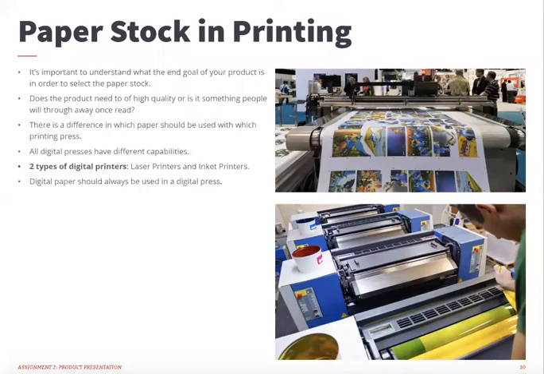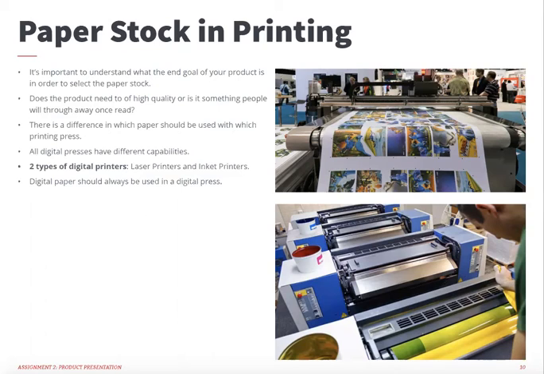It's important to understand what printing methods you may want to use, as this may change what type of paper you use in the end. For example, if you're going to a digital printer, it's important to understand that all digital presses have different capabilities. There are two types of digital printers: laser printers, which are compatible with most papers, including coated stocks, and inkjet printers, which have a more specific paper requirement and are generally less friendly towards coated papers.